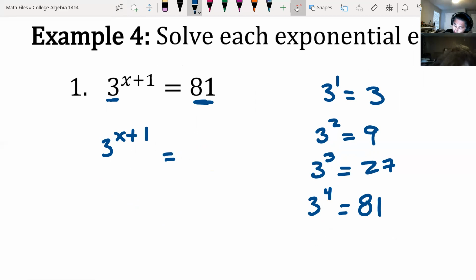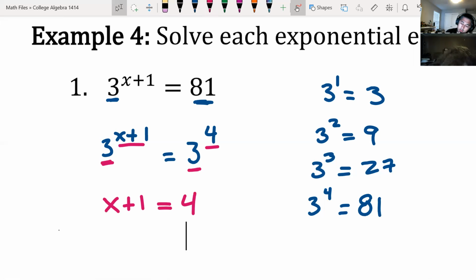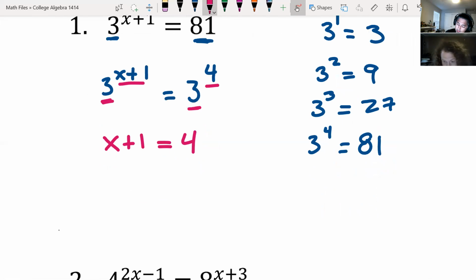So we're going to do so. We're going to get 3 to the fourth. And now we have the same base on both sides. So you will set the exponents equal to each other. So we'll end up with x plus 1 equal to 4. Solve for x, and x equals 3.